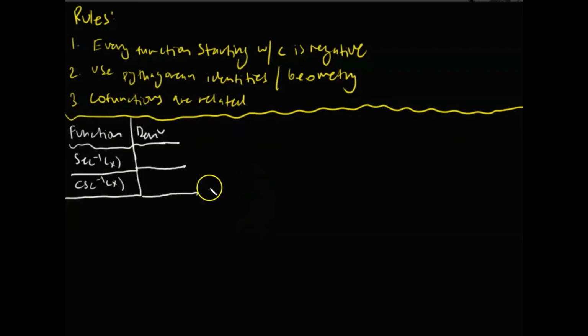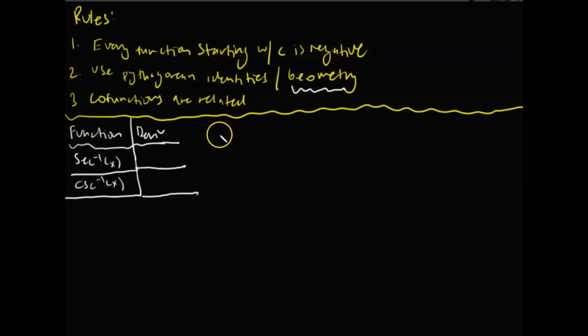Last but not least, we have secant inverse and cosecant inverse of x. And before I start, I want to note that I've included use geometry as a part of our second special rule, because not all the time does the Pythagorean identity work. There's only a limited number of them, so it's not going to work in every single case that we have. But yeah, just keep that in mind, and we're going to use geometry or right triangles later.